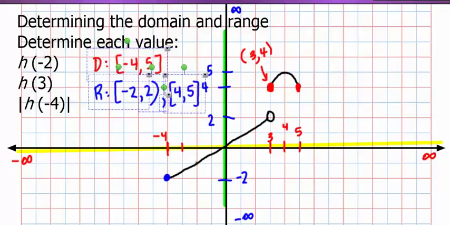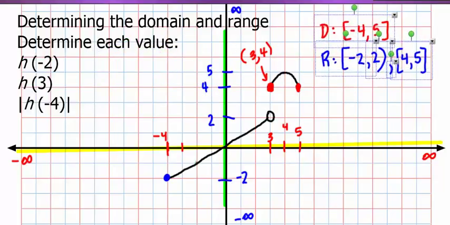So you'll have a few of these problems in your homework. I'm going to move the domain and range over here to the right so that now we can evaluate h of negative 2, h of 3, and the absolute value of h of negative 4. H of negative 2 means put a negative 2 into the function and look for our output, which is negative 1. H of 3 means put a 3 into the function. When we put a 3 in, our output, which we already discussed, is 4. So h of 3 is equal to 4.